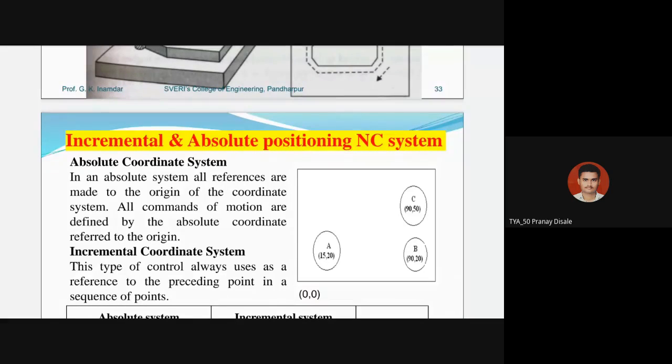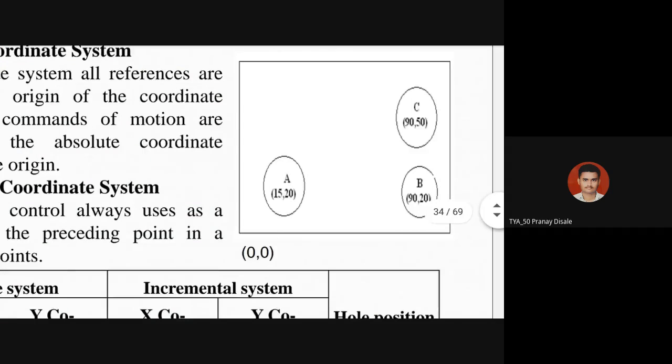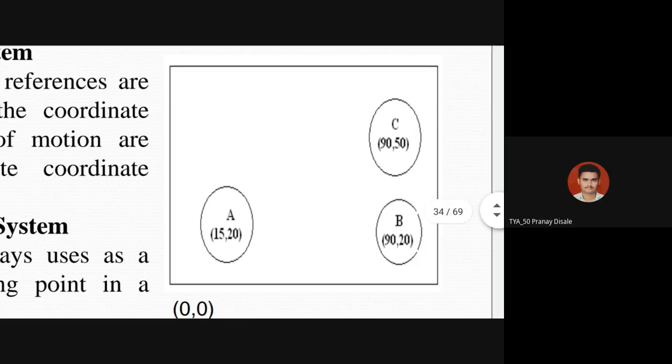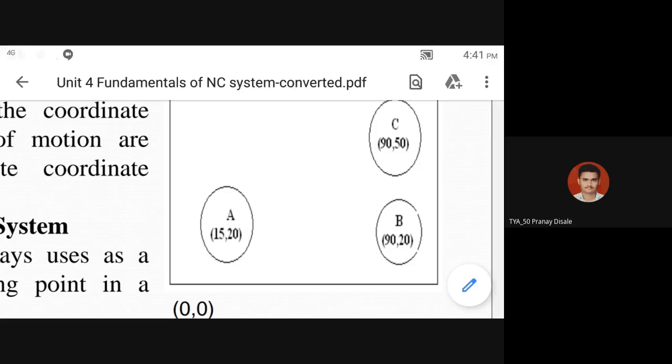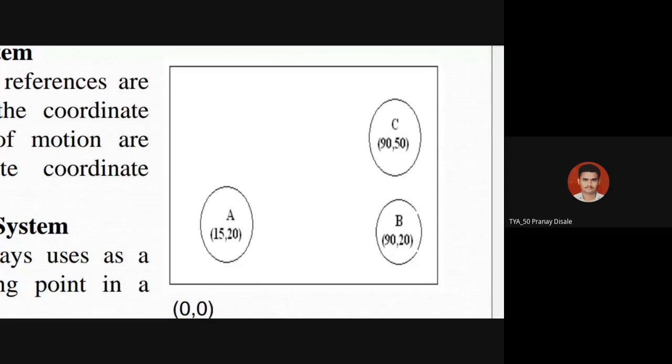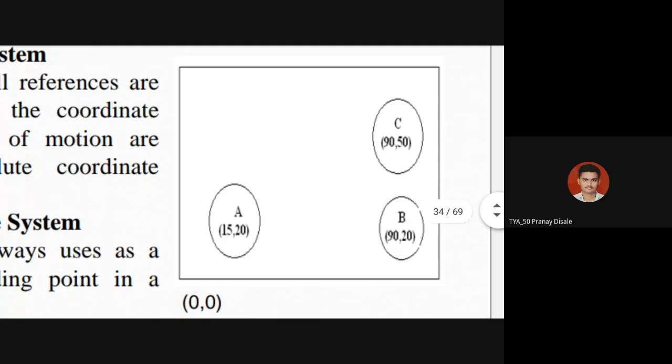Suppose take one example. This is an example for the absolute and the incremental machine. Suppose we require drills at A, B, C. If we require three drills on any machine, any workpiece, this is our target, or this is our work. Now what is the procedure to give the program? Suppose now here the locations are there.